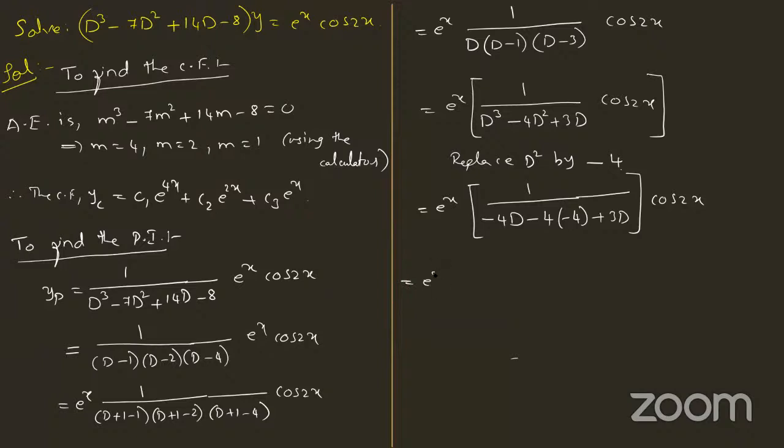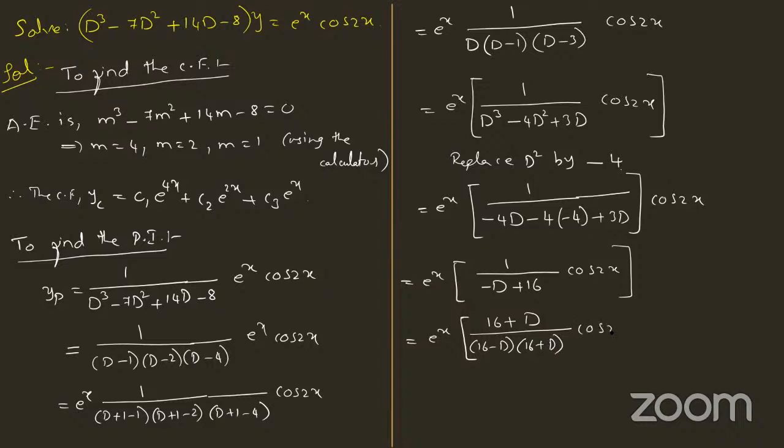So this is equal to e power x into, if you can simplify this, 1 divided by... minus 4d plus 3d, it is minus d. And minus into minus, plus 16 it is. Right? So this you're operating on cos 2x. Done. Now to get a d square here, you need to take rationalization. So it is e power x into, in fact, you can understand this is like 16 minus d. So let me multiply and divide this by 16 plus d. That's quite simple to understand. So we have 16 minus d here, and you are multiplying it with 16 plus d. And of course, there is a cos 2x.